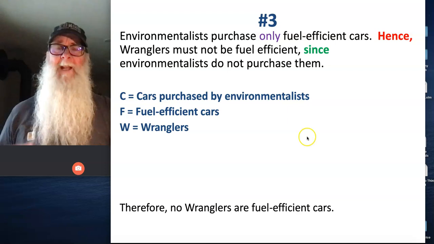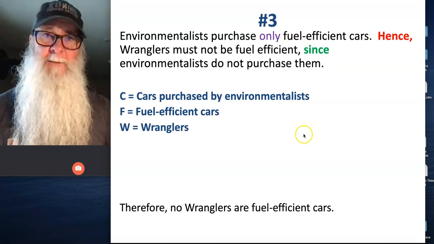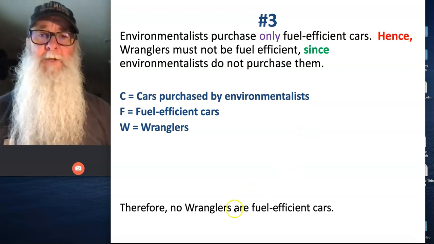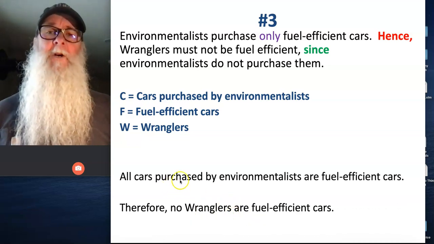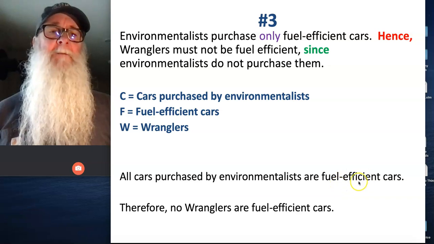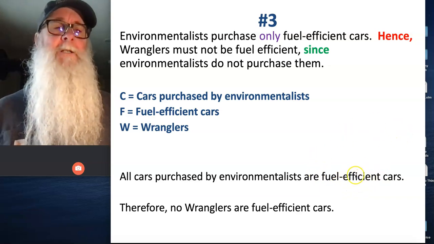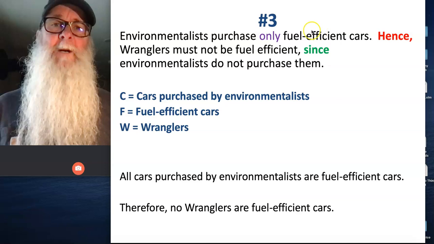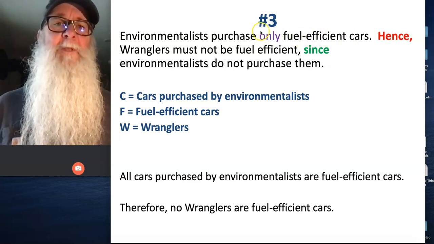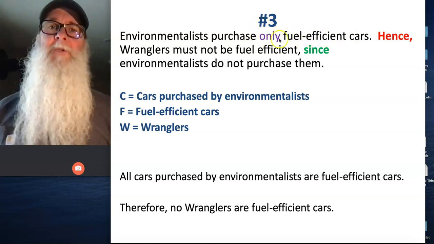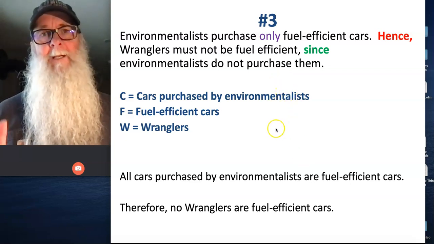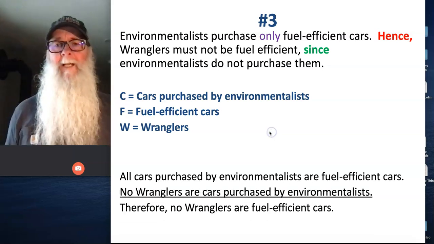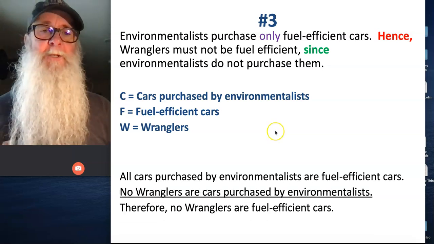I chose to write the argument out using the full terms in standard form categorical statements. So the conclusion is: no Wranglers are fuel-efficient cars. The first premise is: all cars purchased by environmentalists are fuel-efficient cars. And I know that fuel-efficient cars is the predicate of my first premise because it's the term that follows the word "only." And whatever follows the word "only" serves as the predicate term in your standard form categorical translation. And finally, the second premise is: no Wranglers are cars purchased by environmentalists.